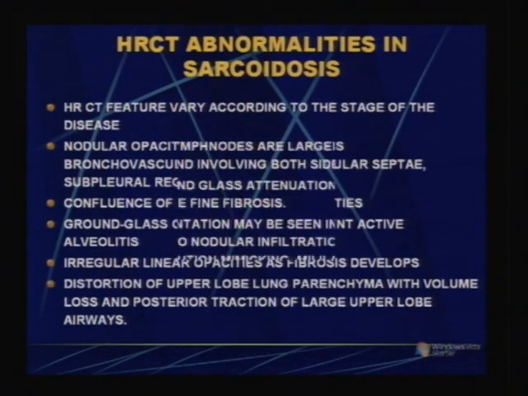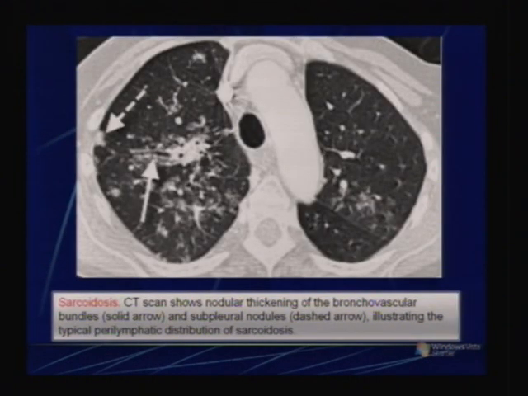Sarcoidosis, the HRCT pictures are very characteristic. It is basically the involvement of the central bronchovascular bundles. You can see that they are thickened. There are nodular shadows, so it gives a beaded appearance of the bronchovascular bundles. There is also involvement of the subpleural areas with the nodules, and there is an involvement of both the lungs, mainly involving the upper zones.